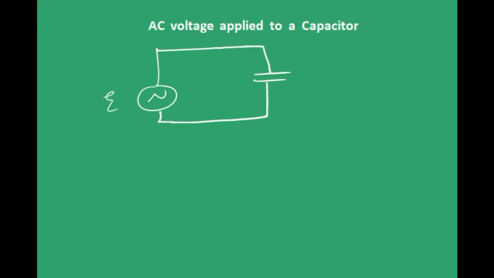Hi friends, in this video we'll see how a capacitor reacts when it is subjected to alternating voltage. Consider a simple circuit. Here you have an external alternating voltage and here you have a capacitor, and assume that this circuit doesn't have normal resistance. It is purely capacitive.